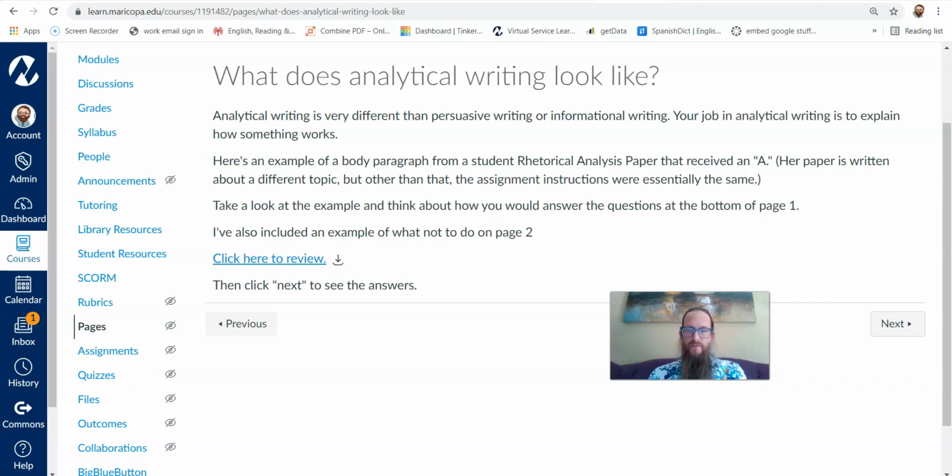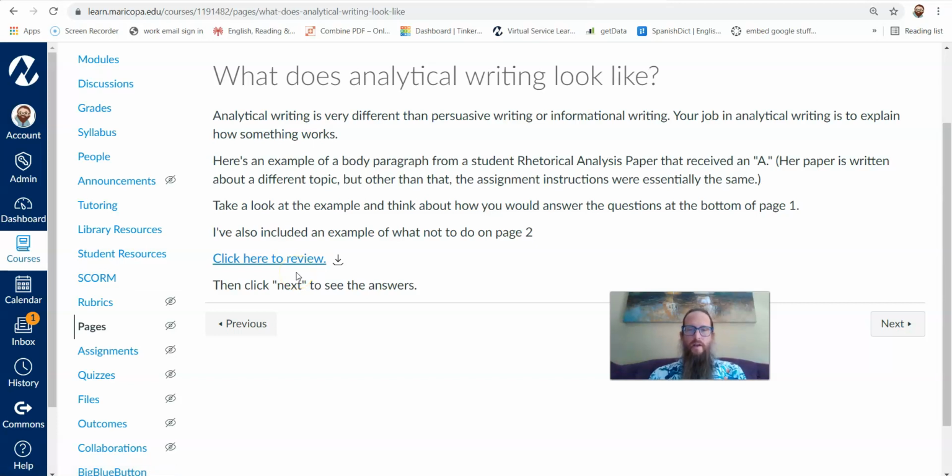All right, if you're going to be successful at any kind of writing assignment for any class, whether it's mine or anybody else's, even in other departments like sociology, you want to think about what kind of writing this instructor is asking for. And so we need to talk about what analytical writing looks like.